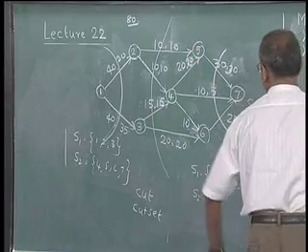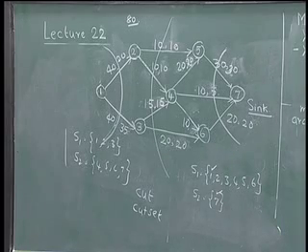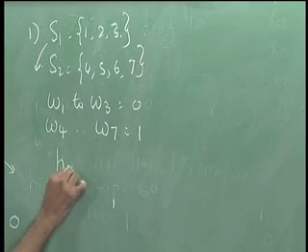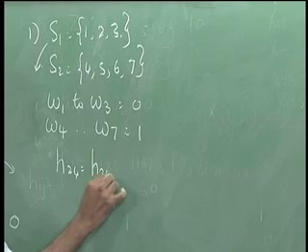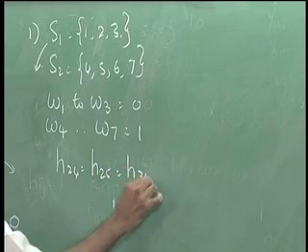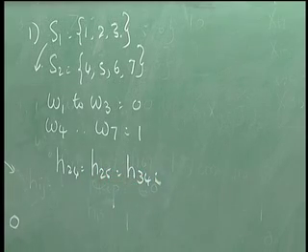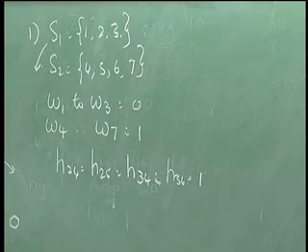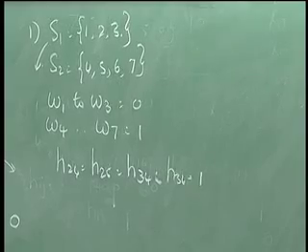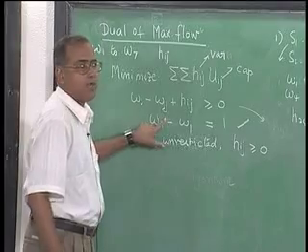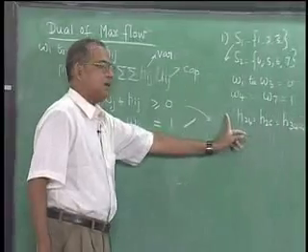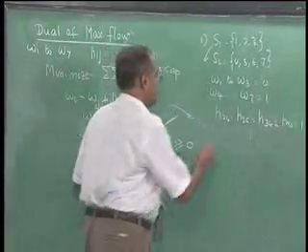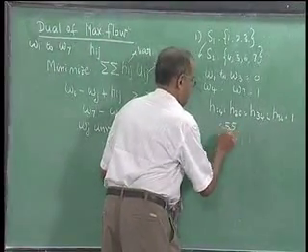Now, these 4 things, H24, H25, H34 and H36, equal to 1, so that this is always satisfied, this is also satisfied. So, you get a feasible solution to the dual. The objective function value will be the sum of these capacities, which will be 55.